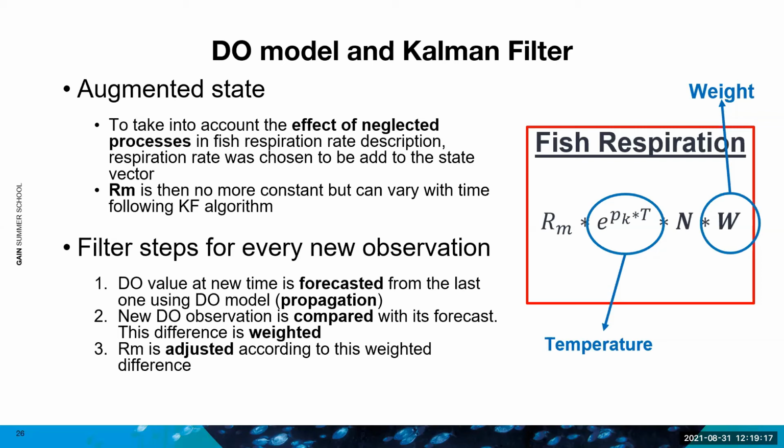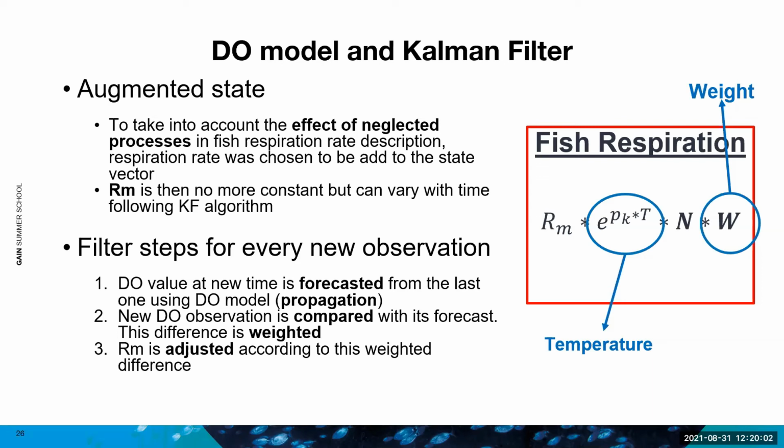For example, the first thing you could think about is that we didn't take into account the influence of the amount of feed that is supplied to the fish. Of course, if a fish has more feed to assimilate, surely the respiration rate will be higher. But it was a choice. It's a good example of how you make choices in modeling activity. And then we decided to use this fish respiration, this RM, as a parameter in the filter, let's say as a variable.